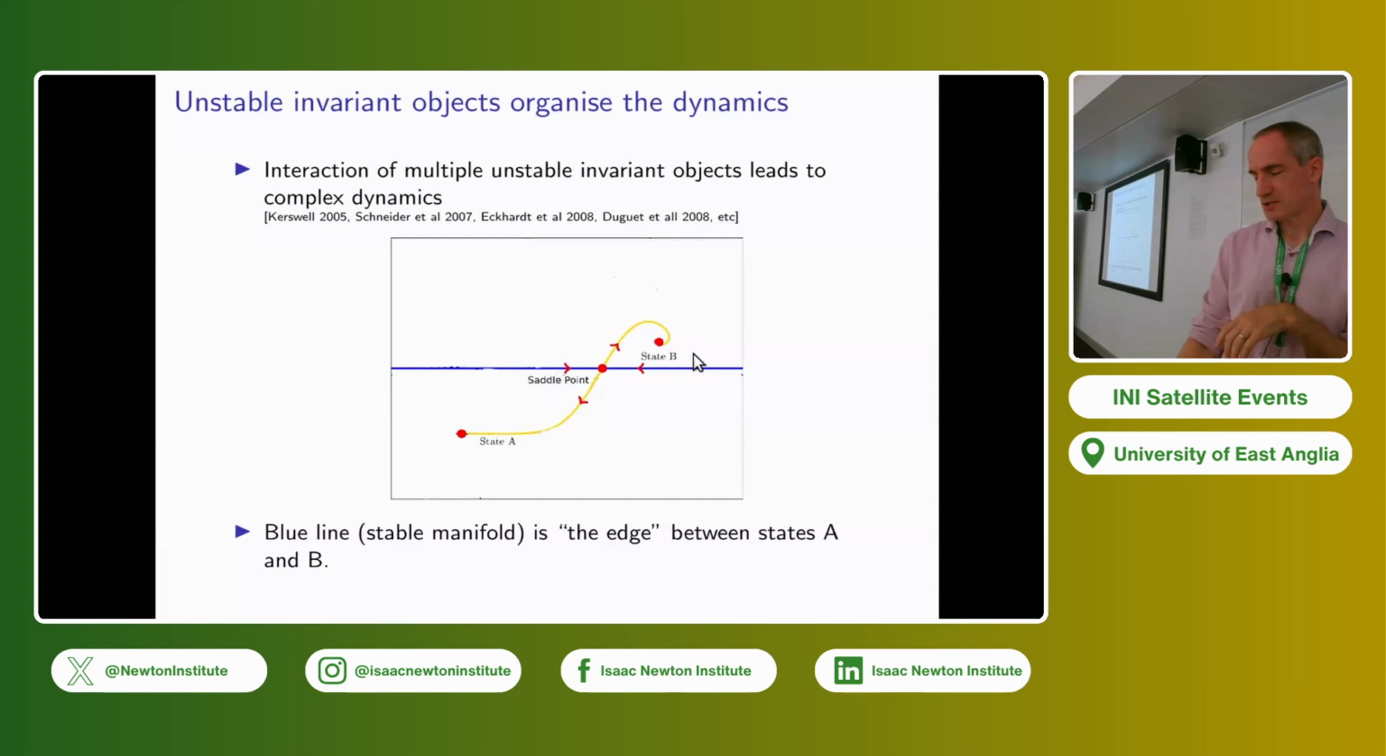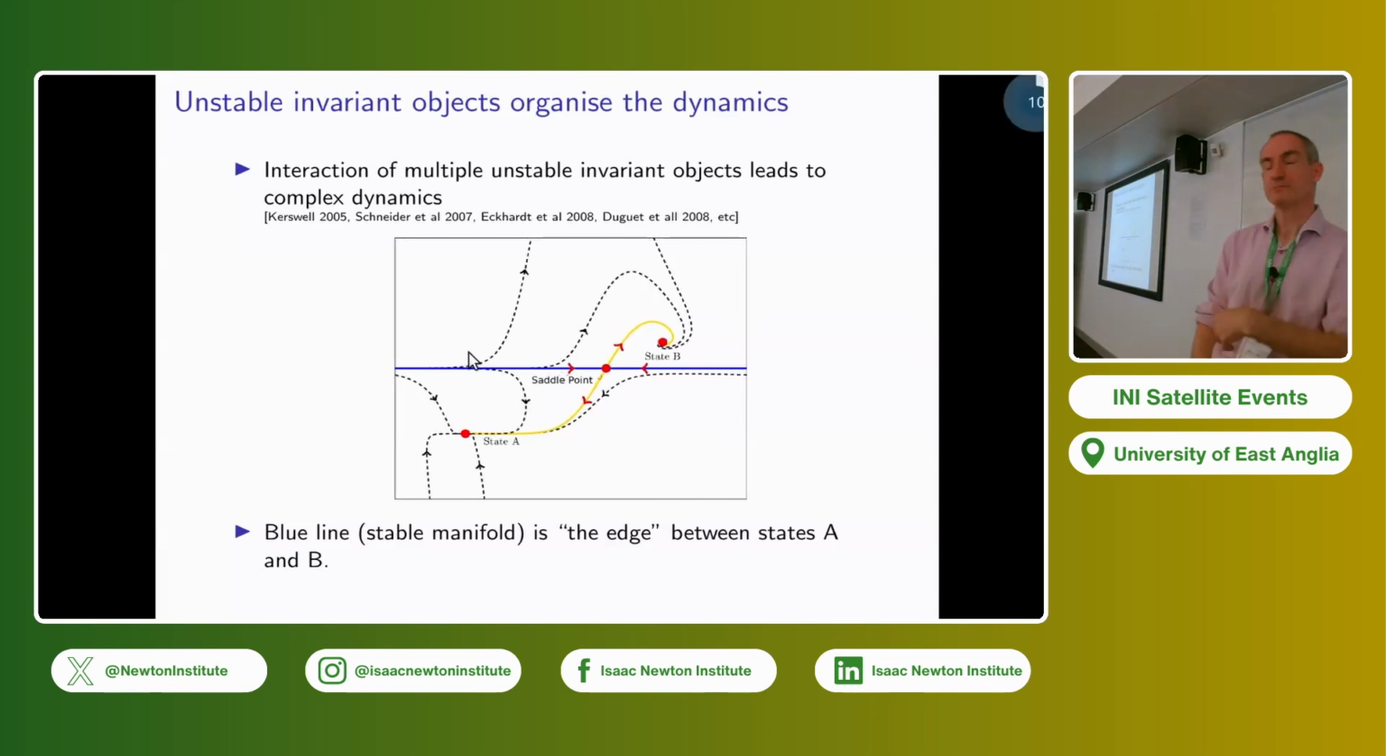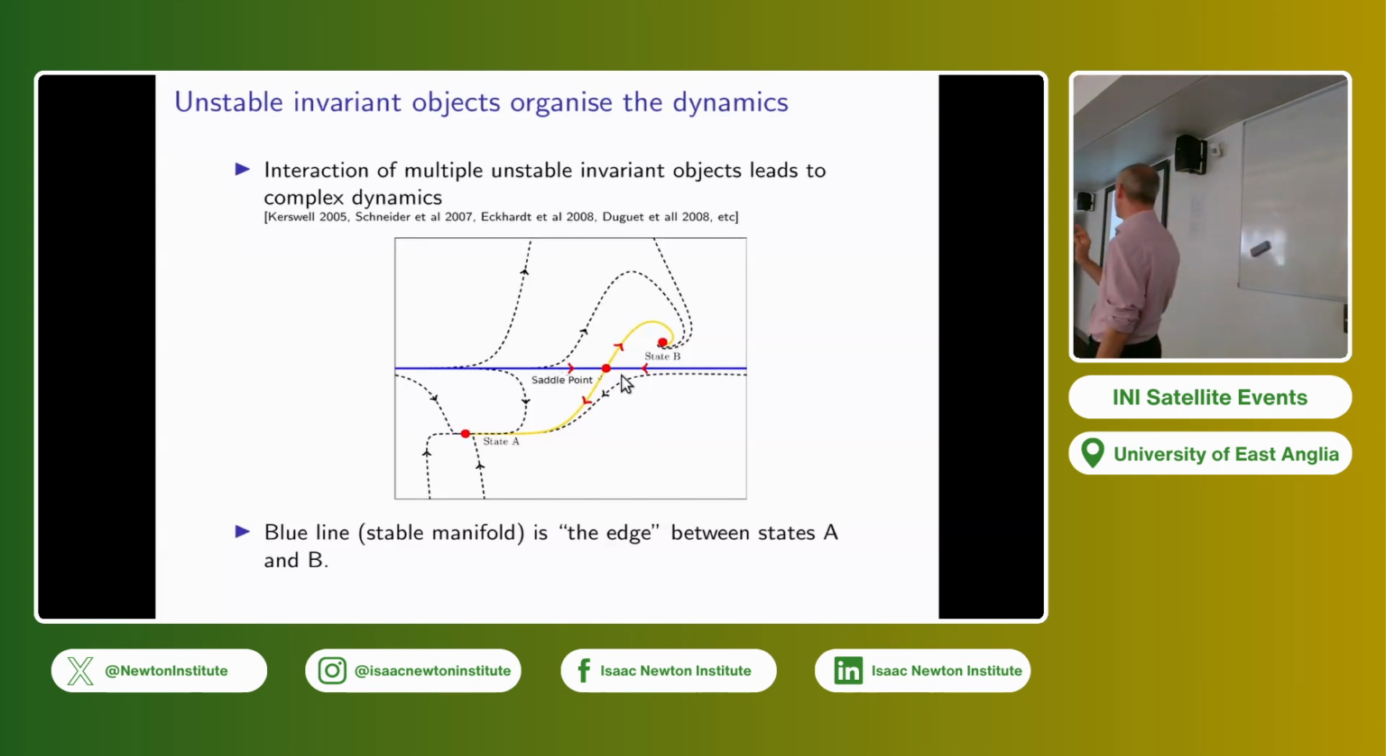If you start above the line with your initial conditions, then, assuming this is the only solution around and it's stable, the system will get attracted to state B. Whereas if you start below the line, then the system will eventually end up at state A. And it's this blue line associated with the unstable solution that is actually dividing up the phase space. Okay. That's really all there is to it.